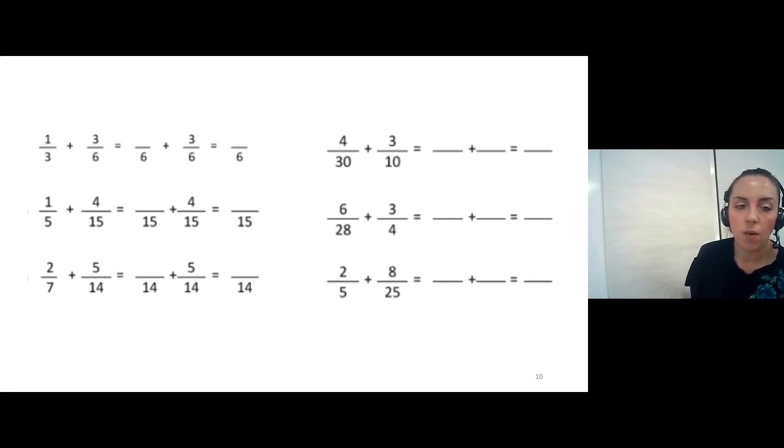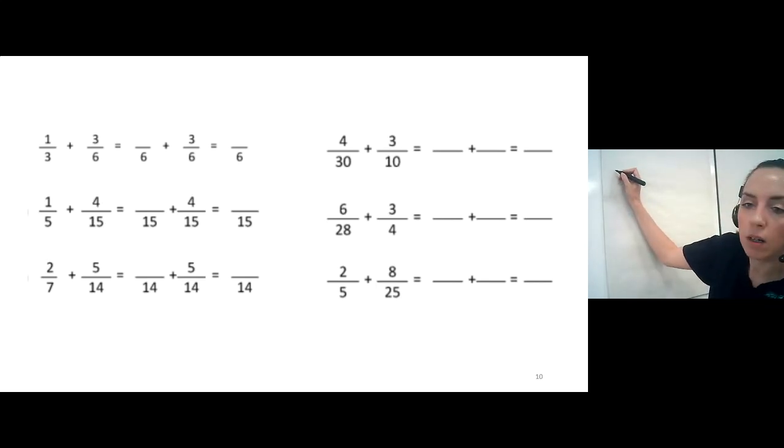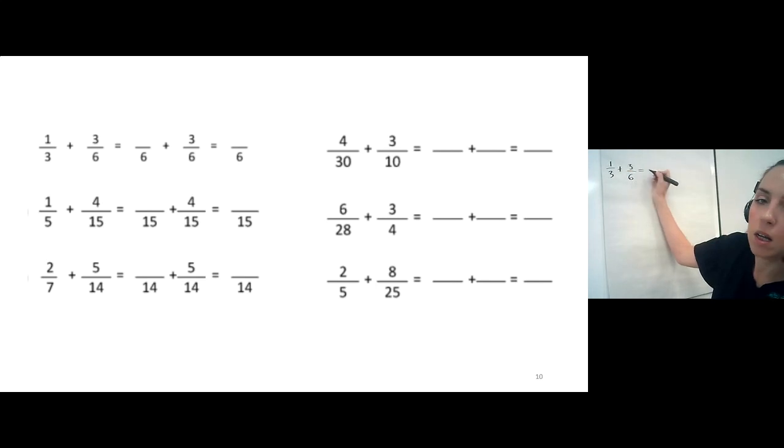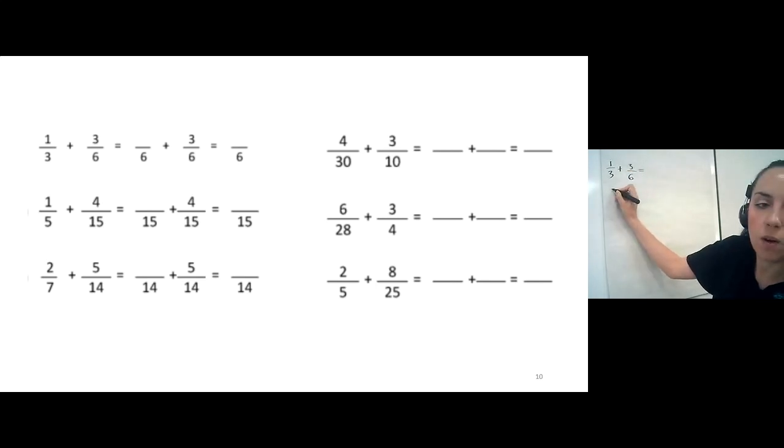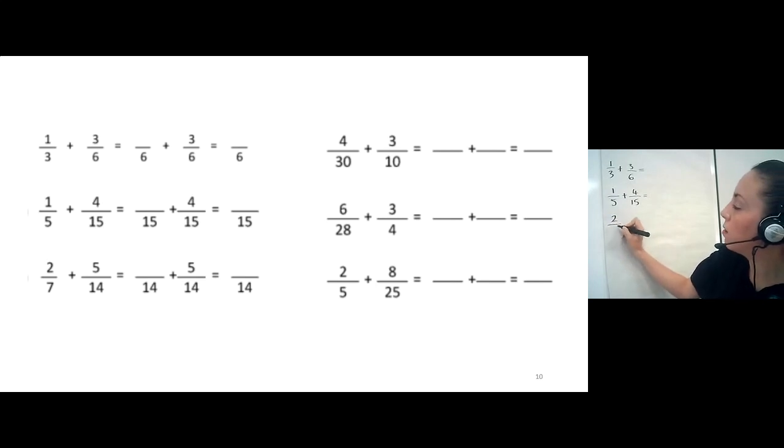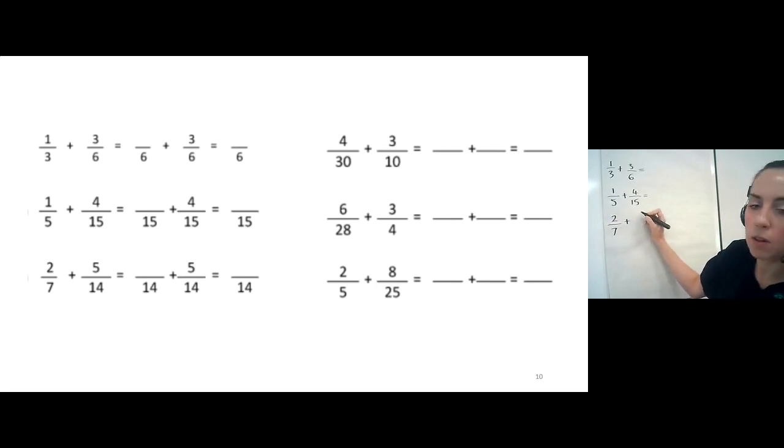So we have 1 over 3 plus 3 over 6. I'll try and write these out. There's not much space on here. How far can I go? 1 over 3 plus 3 over 6. And we have 1 over 5 plus 4 over 15. Then we have 2 over 7 plus 5 over 14. They're on the left.